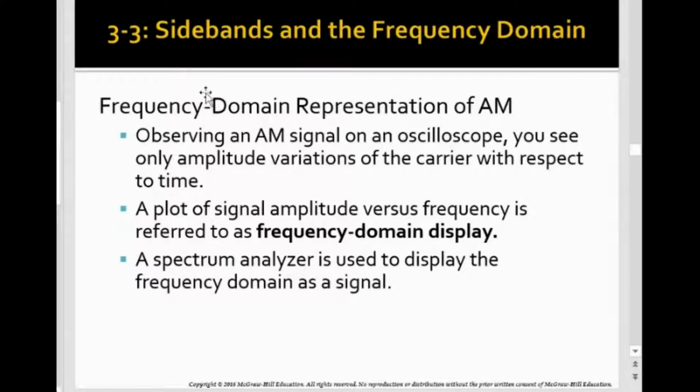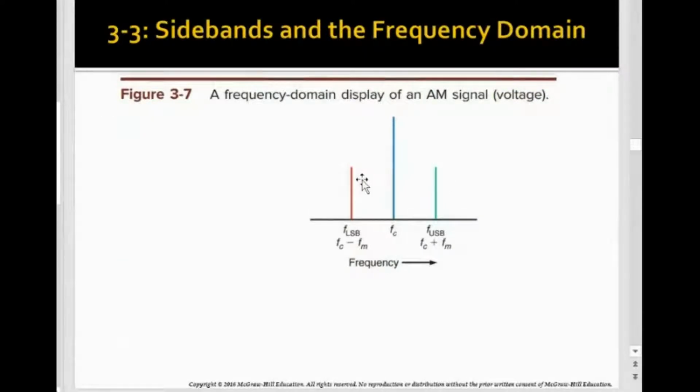So today we discuss the frequency domain representation of AM, and we talk about the power, single sideband and double sideband amplitude modulation. In the frequency domain, if we want to show the amplitude modulation, as we saw in the previous slide, we will have the upper sideband, the lower sideband and the carrier frequency. So these are the parts of the amplitude modulation.